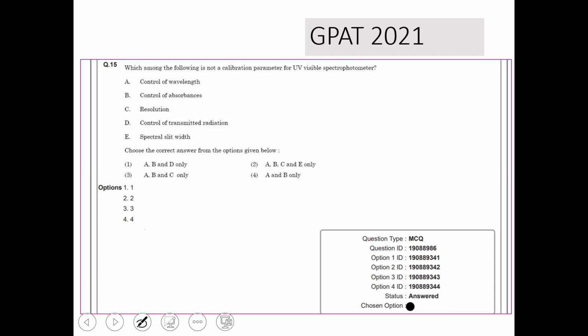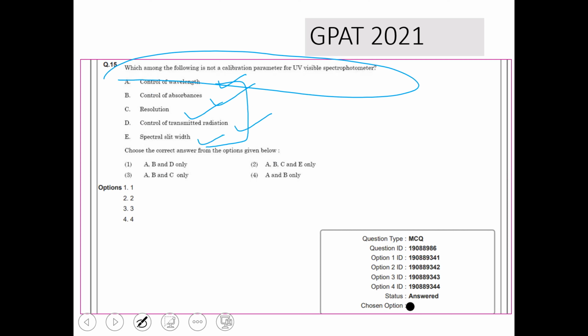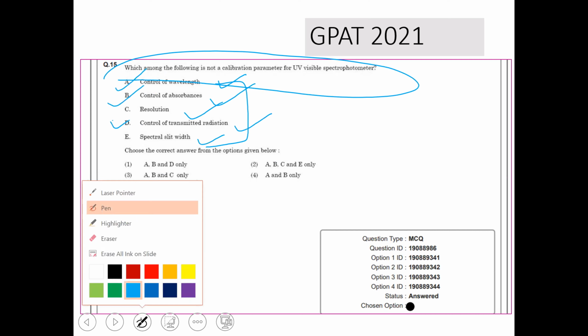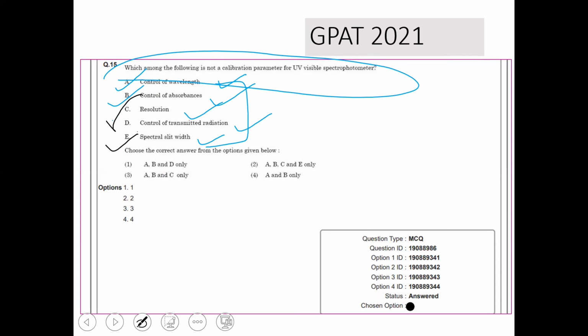So this question, you could have seen my discussion before this towards the calibration of spectrophotometer. You can see the various parameters listed here: controller of wavelength, controller of absorbance, resolution, transmitted light, slit width. In the discussion, I said wavelength should be checked as a parameter, absorbance to be checked, and you have to check the resolution and the slit width, but there is no parameter checking towards the transmitted radiation. So what could be your answer? A, B, C, and E. So your option should be 2. That's how you have to interpret and pick out the odd one out.